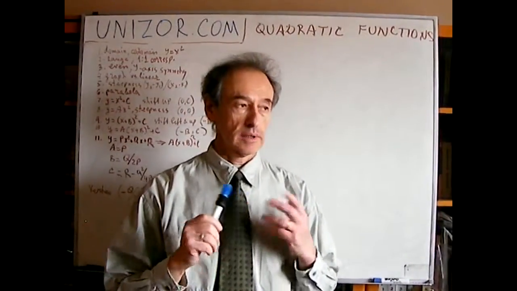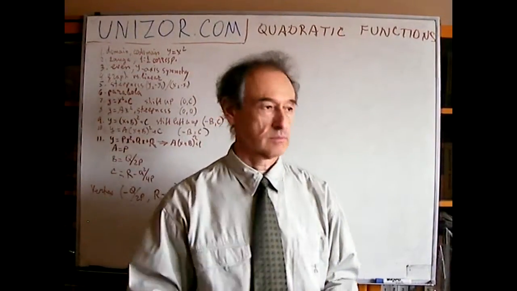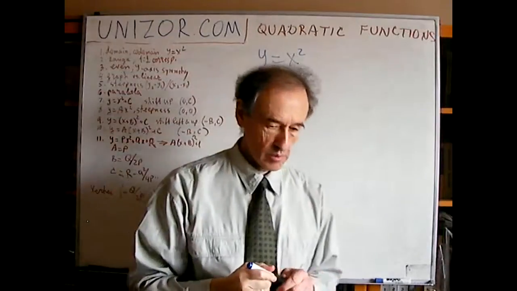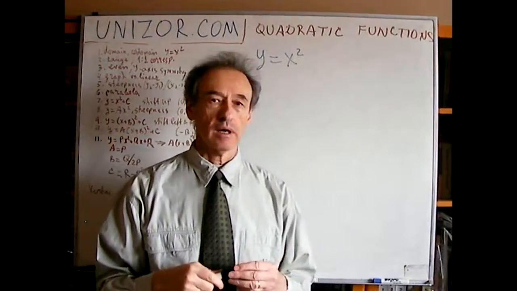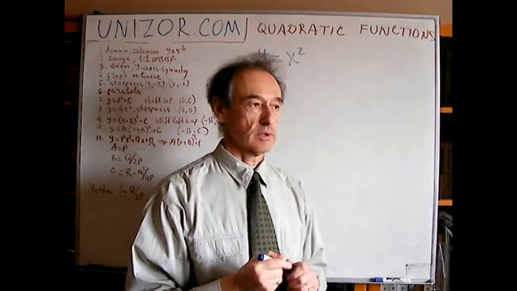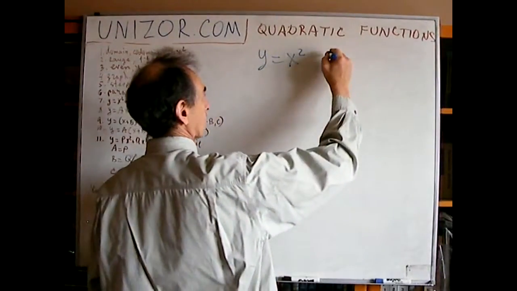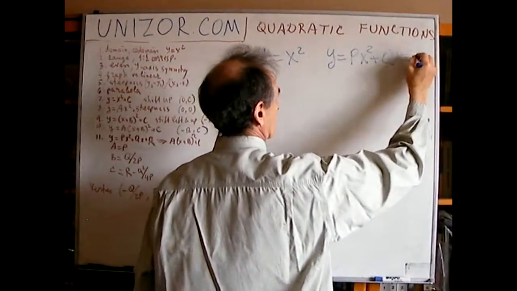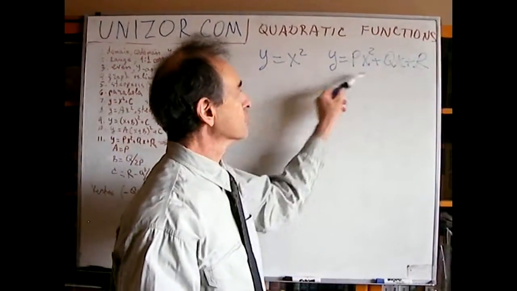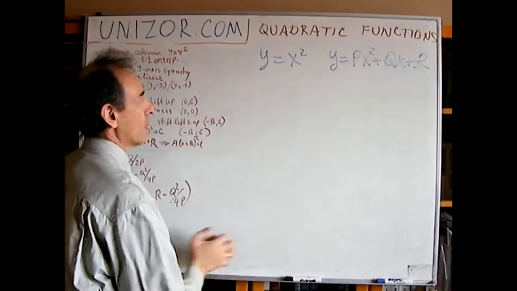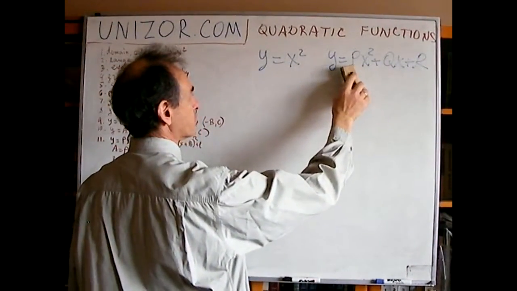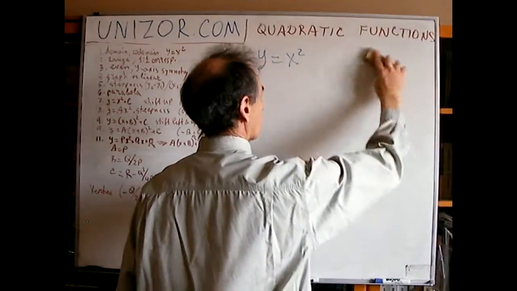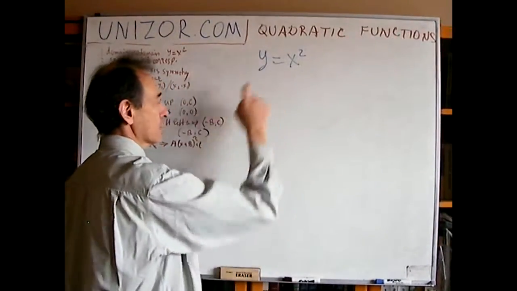So let's start with the simplest quadratic function. The simplest quadratic function is this: y is equal to x squared. Now, it's basically a particular case of the most general quadratic function, which I can write like this. So this is the most general one, but we're not considering it right now. We are considering this function with p equals 1 and q and r equal to 0. So this is for later. Right now we're concentrating on the most simple one.